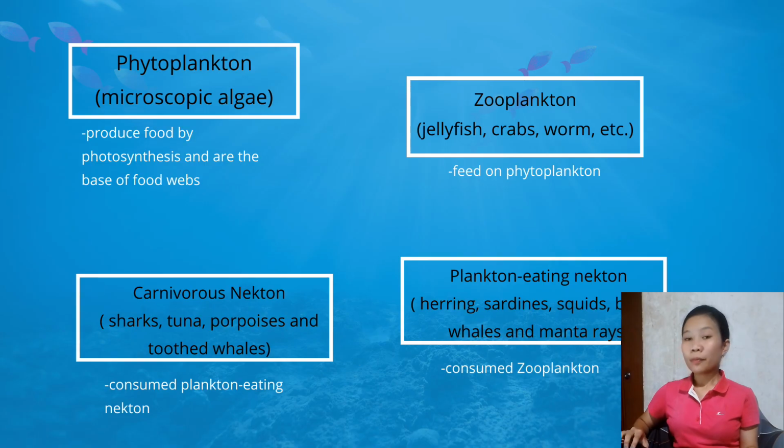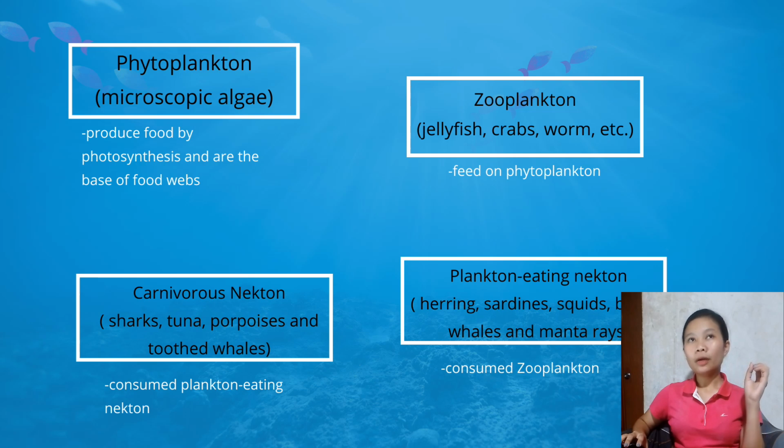So, the phytoplankton, it is a tiny algae that form the base of the food chain. And also we have the zooplankton, small drifting animals like jellyfish and krill. So we have the plankton eating nekton, fish like sardines and herring, as well as manta rays and baleen whales. And also we have the carnivorous nekton, larger predators such as sharks, tuna, and toothed whales. So these organisms form a complex food web that supports life in the ocean.